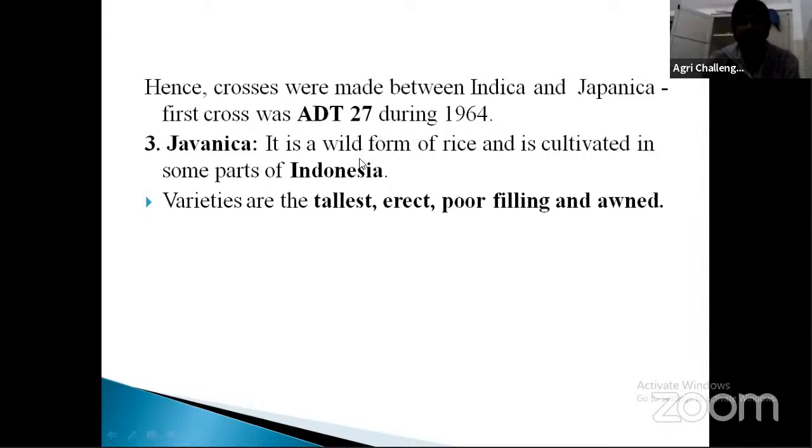The next one is Javanica. It is a wild form of rice and it is cultivated in some parts of Indonesia. Generally, these Javanica varieties are tallest, erect, poor filling, and awned. Indica and Japonica varieties are awnless, but Javanica is awned.